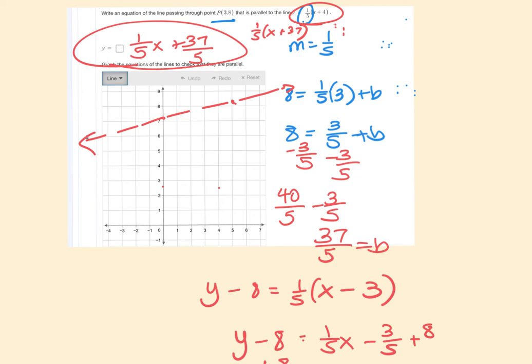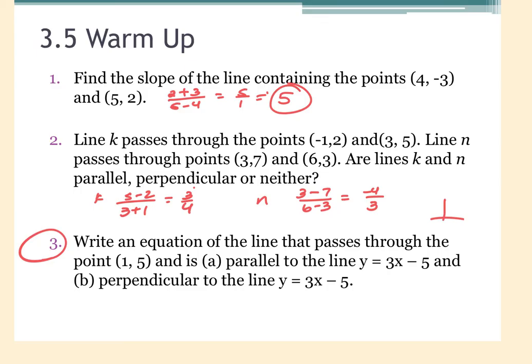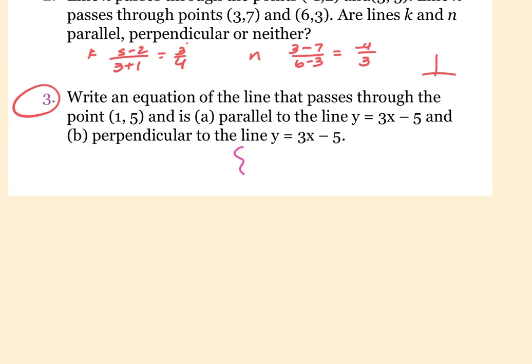Okay, so I worked out 1 and 2, but I told you to skip it for now. If you had already started at 1, it should have been a slope of 5 and 2, and 2 3/4 and negative 4/3, and they would have been perpendicular. But 3 is where I told you to start. It says write the equation of a line that passes through point 1, 5 and is A, parallel to line y equals 3x minus 5, and B, perpendicular to line y equals 3x minus 5. So there's really two questions here.